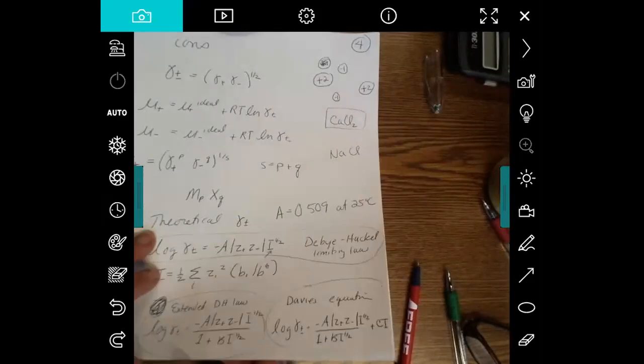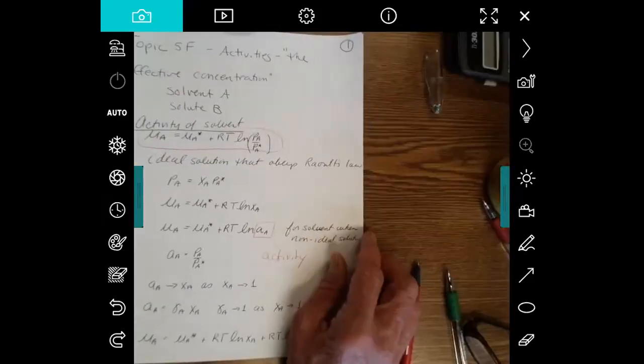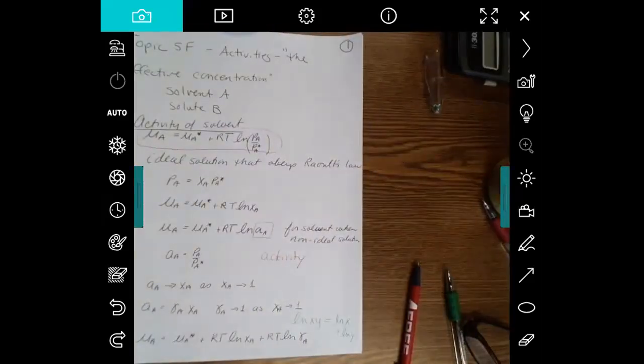So I think that's the last page. That's the last page. So now we're ready, after almost a week and a half, we're ready to talk about chemical equilibrium.